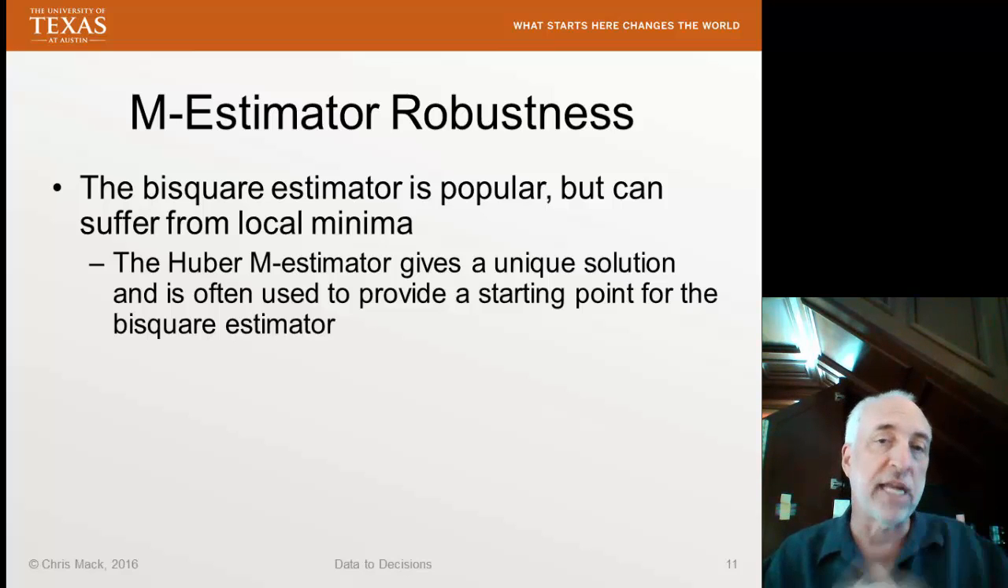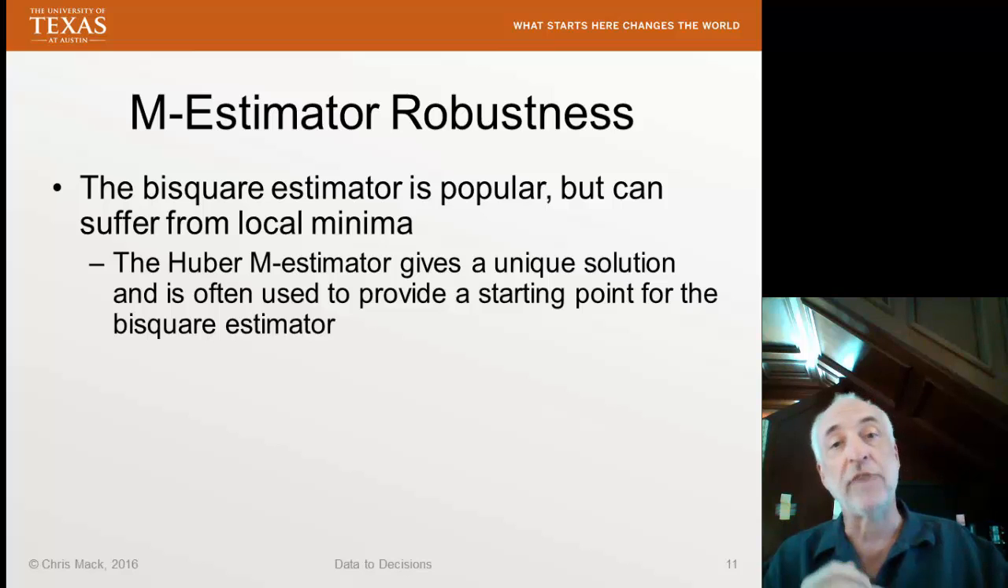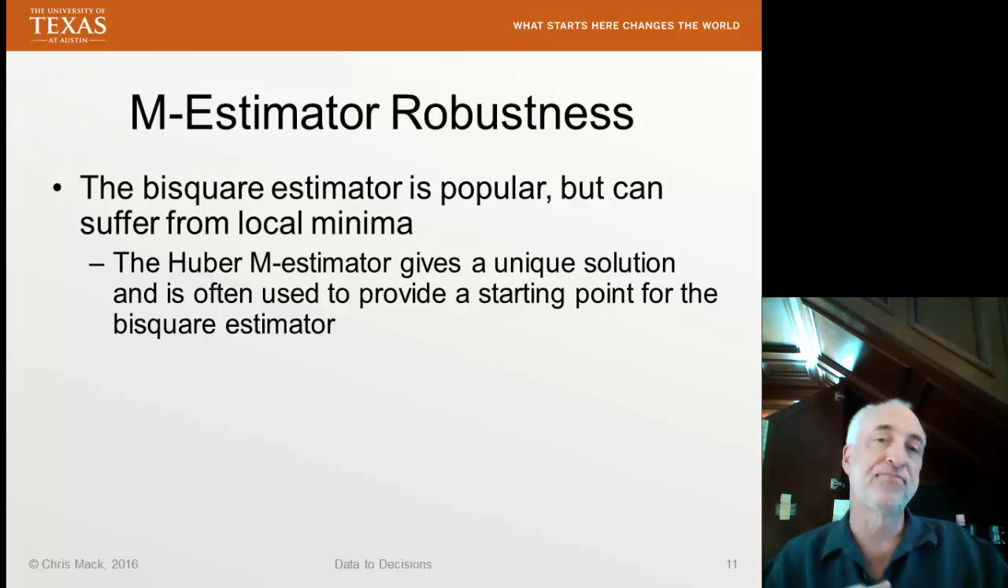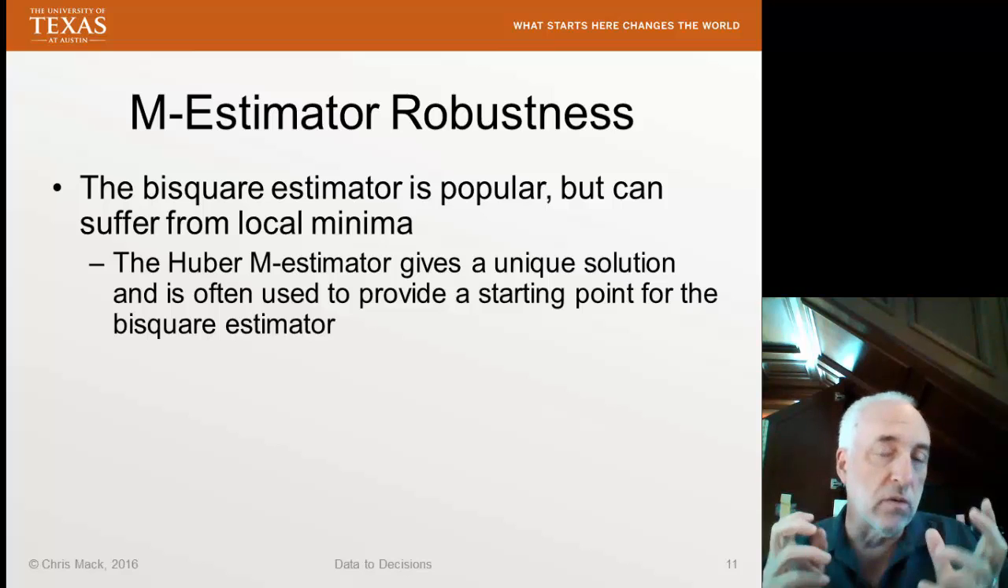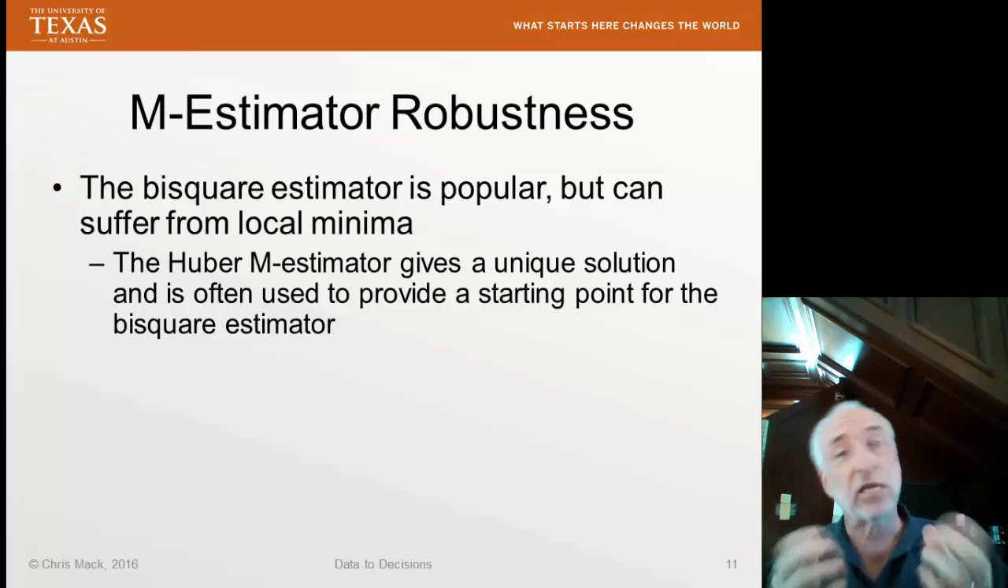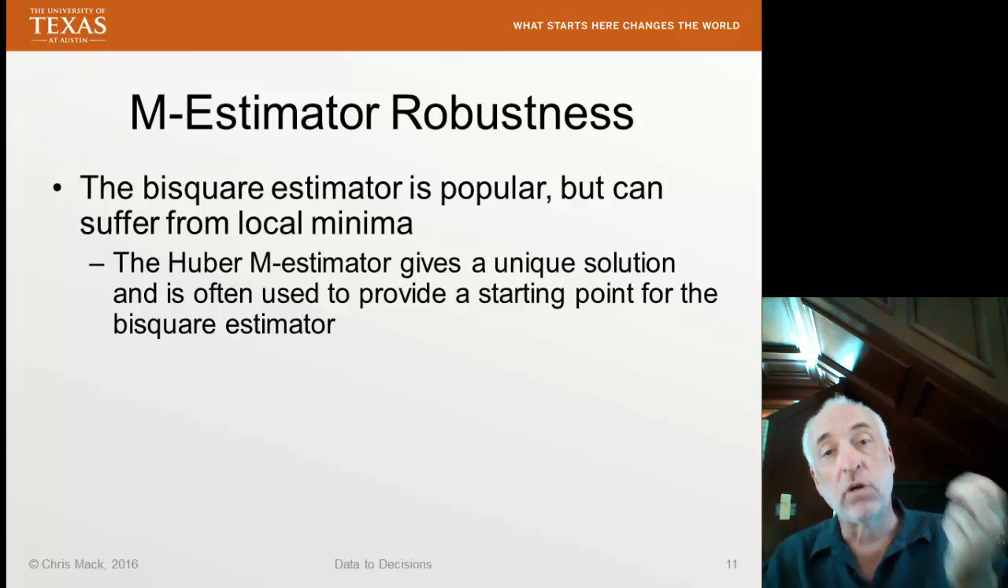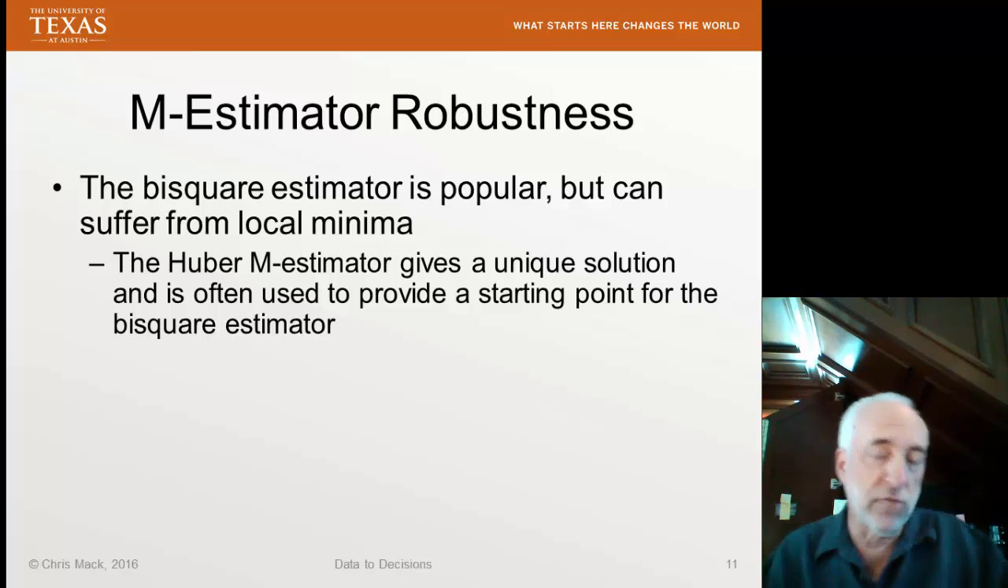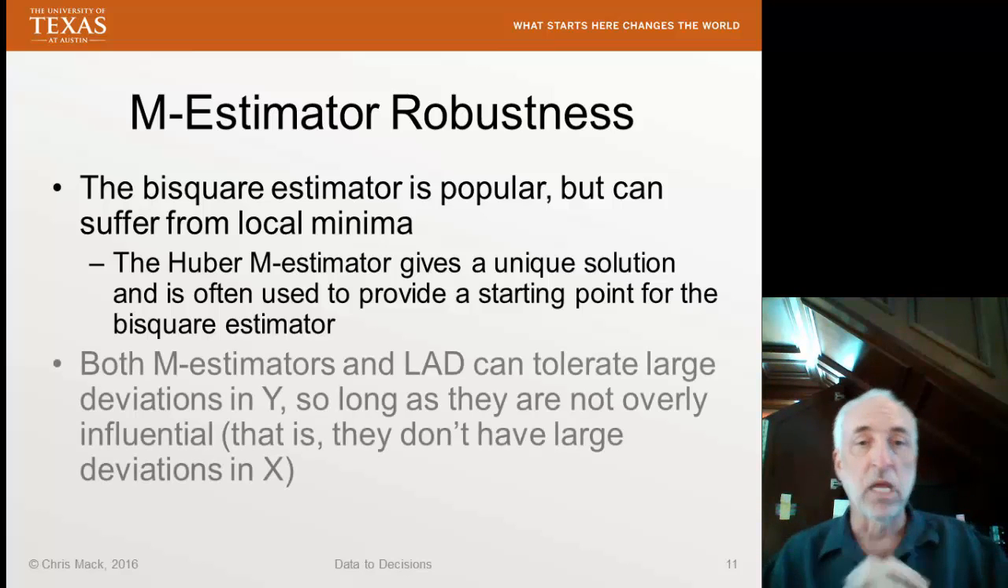But it does suffer from finding local minima. In other words, we're trying to minimize the value of S, finding the parameters that produce that minimum, but we might run into a local minima instead. Therefore, another approach is to start with the Huber M-estimator because it gives a unique solution. There's only one solution that it will find in the minimum. And that could be a really good starting point for iterating and trying to find the solution with the bisquare estimator. And so this is very commonly done if we want to use the more robust bisquare estimator.